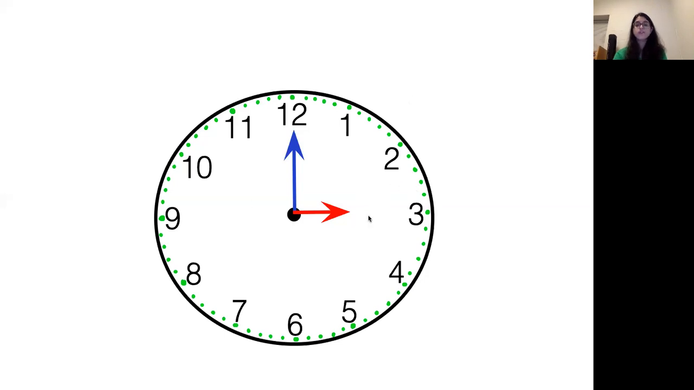Right now on the clock, it is 3 o'clock. That is because the shorthand on the clock, so the clock has two hands, sometimes it has three. Right now we're working with two. The shorthand, which I've drawn in red, is pointing at 3, and the longhand in blue is pointing at 12. That means that it is 3 o'clock.